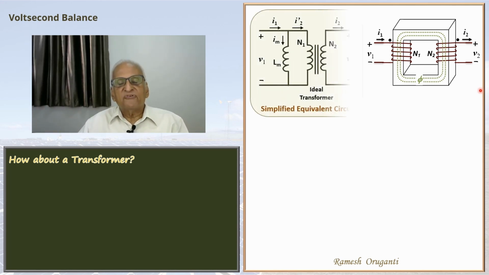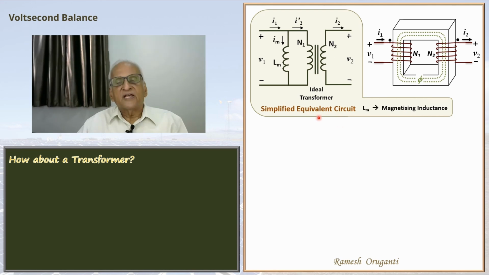So this is the simplified equivalent circuit. There are no leakage inductances, there are no winding resistances, and any resistance to depict the core loss will be missing from this equivalent circuit. So the equivalent circuit is very simple. An ideal transformer and a magnetizing inductance. This is the equivalent circuit. This is a model. There is no separate magnetizing inductance in the transformer.